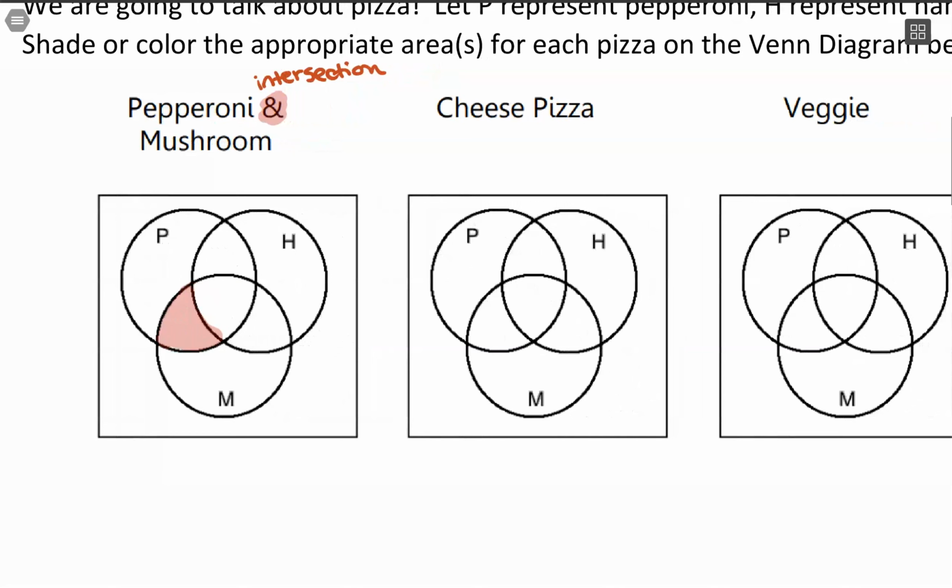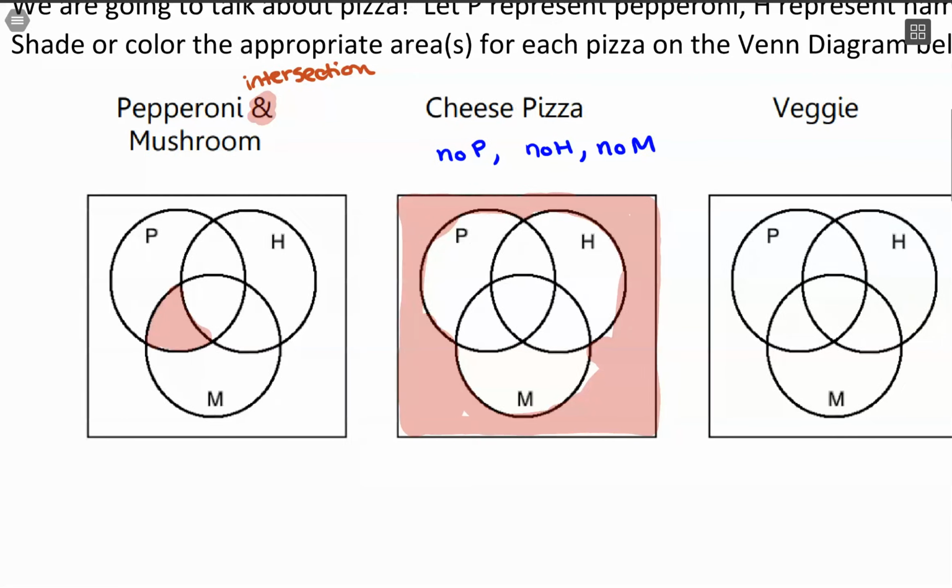Alright, cheese pizza. What we could think of this as is we don't want pepperoni, we don't want ham, and we don't want mushroom. So we don't want any of those things. So what that would leave us with is everything outside. So outside there where we don't have any of those ingredients, that would be just a cheese pizza. It doesn't have ham or pepperoni or mushrooms. Just color that in.